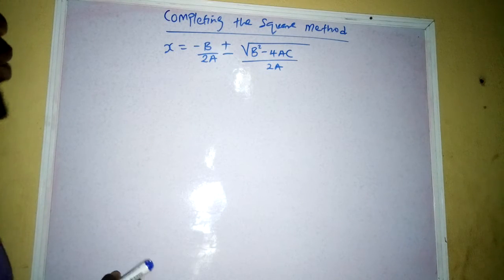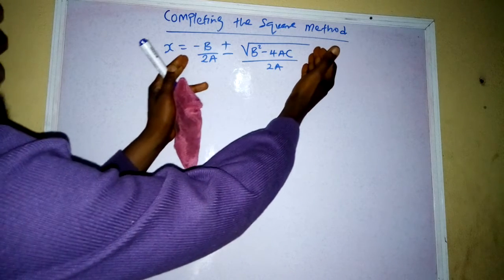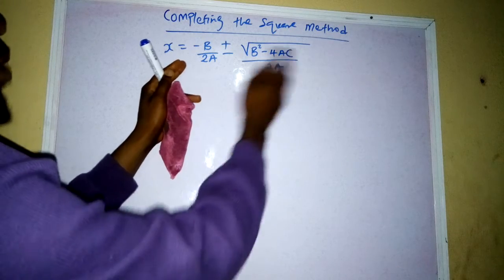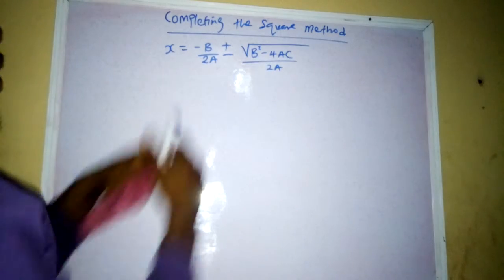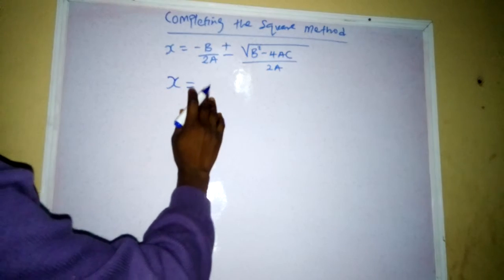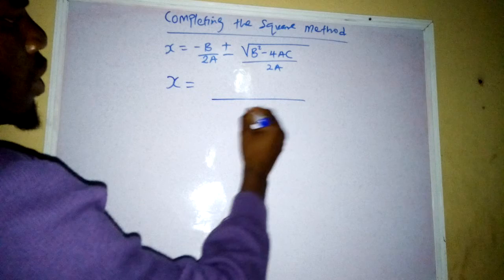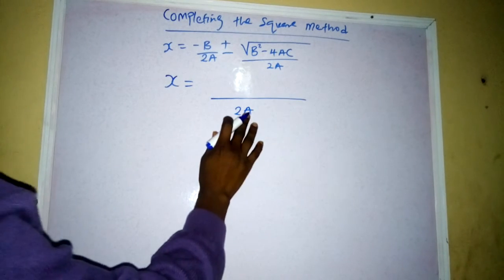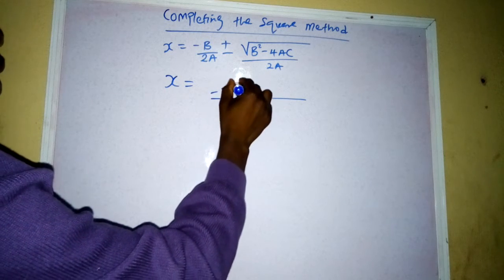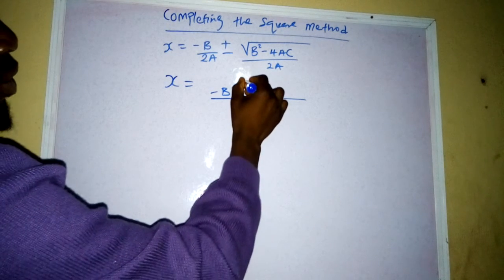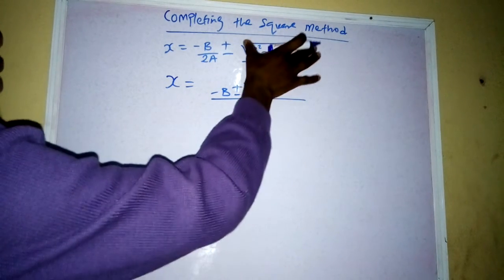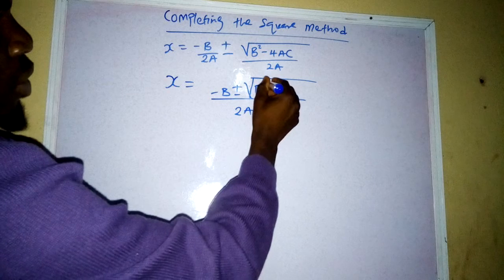Right. So what we do next is to make this expression a single expression. In order to do that, we find the LCM of these both terms and simplify. So we have x equal to, now the LCM of 2a and 2a is 2a. So you write 2a. 2a divided by 2a is 1. 1 times minus b is minus b. Then we have our plus or minus. Then the square root of, we have 2a divided by 2a is 1. So 1 times the square root of this is still the square root of this expression.